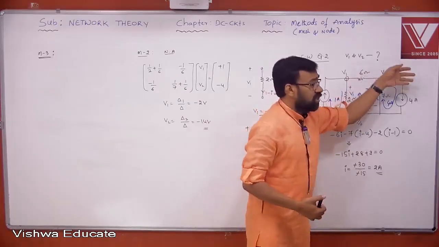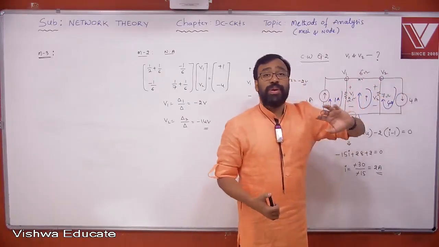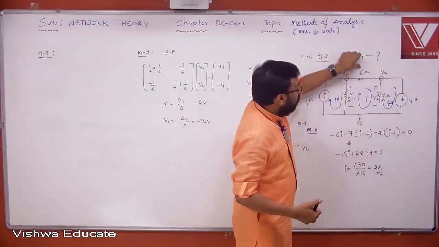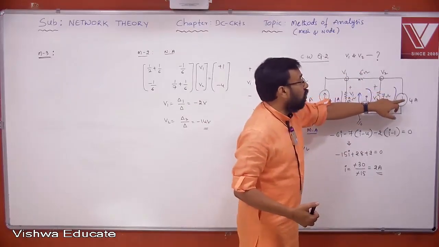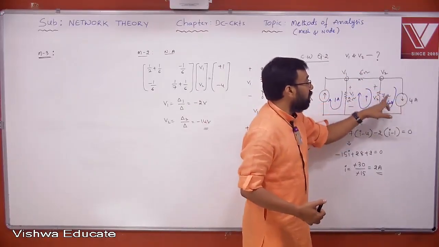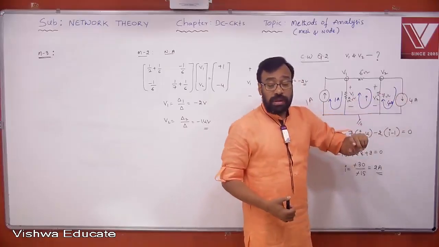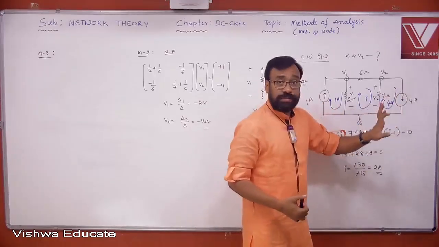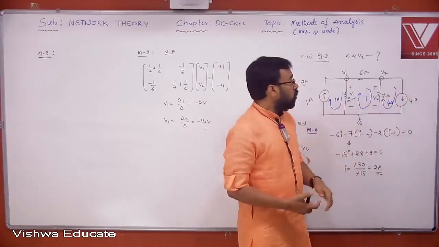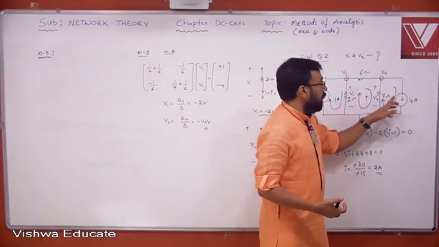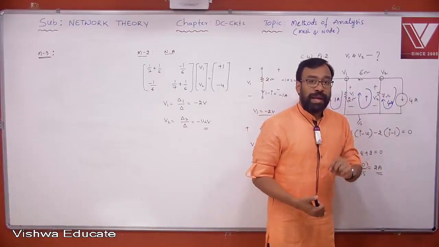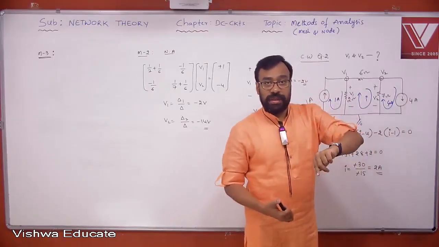Now, once the transformation is done, how does the resulting network look? The 6 ohm, 7 ohm, and the voltage source. What is the value of the voltage source? 7 into 4, 28 volts. Polarities, please: minus plus, because of the downward direction current. So this 6 ohm, 7 ohm, and 28 volts, how do they look? They are all in series. Yes or no, all of you?